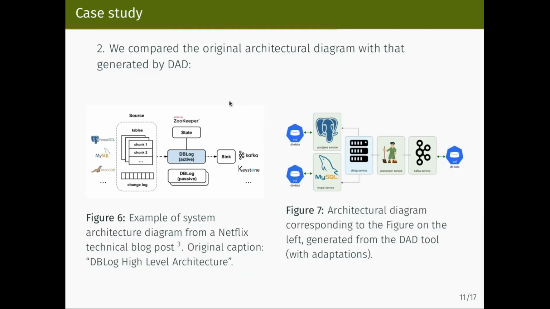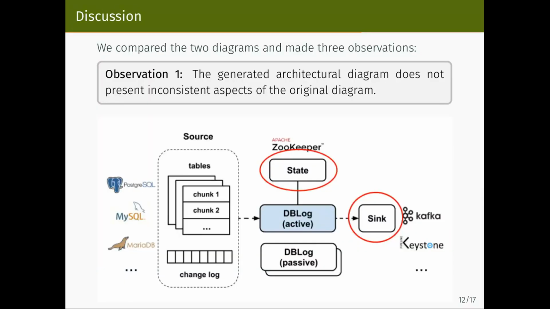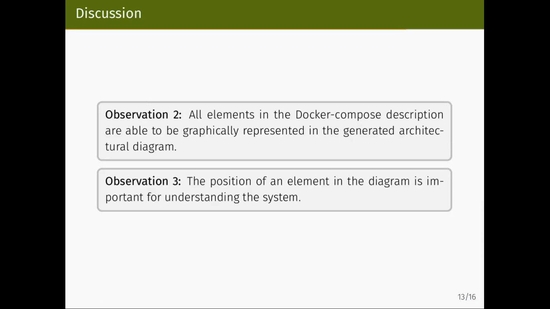We compared the original architectural diagram with that generated by DAD, and we made some observations. First, we observed the generated architectural diagrams contain fewer ambiguous elements than the original diagram. Hence, the generated diagram is potentially more consistent. Then, we also note that all elements of Docker Compose have been mapped to the diagram. Finally, we saw that the position of an element in the diagram is important to understand the system.